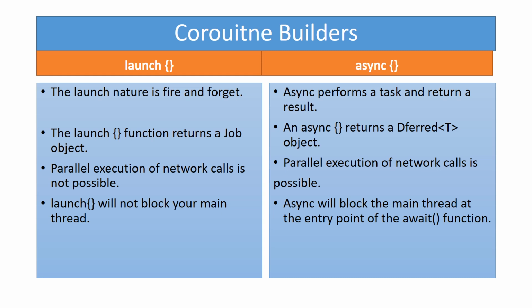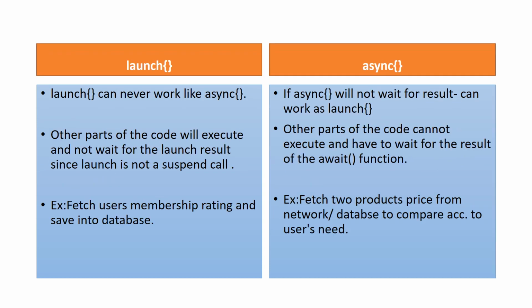Parallel execution of network calls is not possible with launch. Parallel execution of network calls is possible with async. Launch will not block your main thread. Async will block the main thread at the entry point of the await function. Launch can never work like async. If async does not wait for the result, it can work as launch. Other parts of the code will execute and not wait for the launch result, since launch is not a suspend call. Other parts of the code cannot execute and have to wait for the result of the await function.